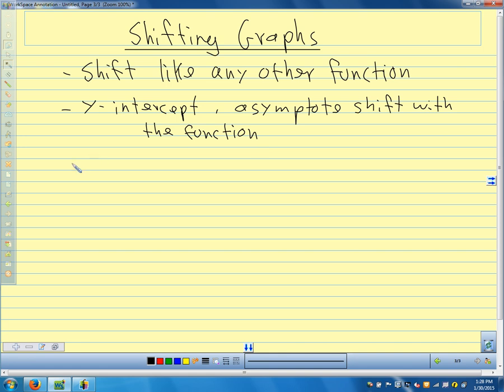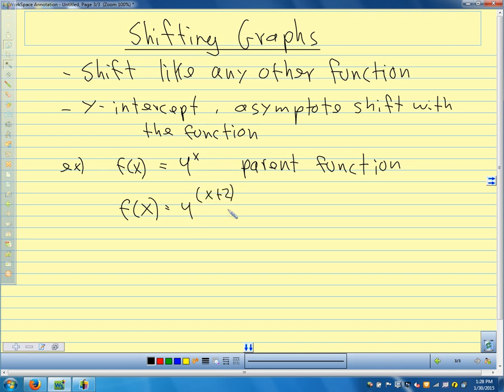So let's say, for example, I'm not going to sketch a lot of graphs because all we have to do is shift the intercept and the asymptote. I just want to give a reminder about shifting functions. What if our parent function is 4 to the x? So that's our parent. What kind of shift would f of x equals 4 to the x plus 2 give us?